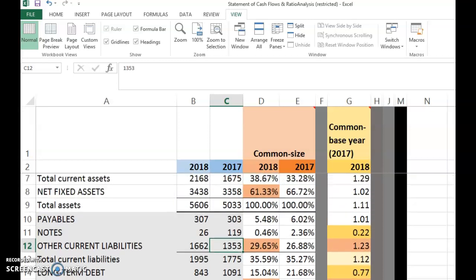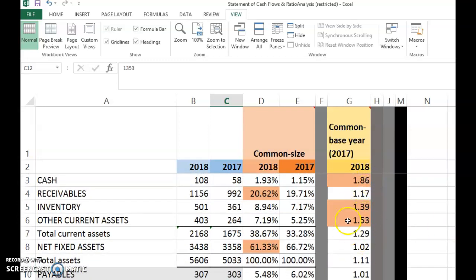Alright, what is the implication of this? One implication is that if the value is higher than 1, then it indicates that the value of the item of concern has increased over the year, or has increased compared to the base year. So for example, these are all greater than 1. Note this, for the assets portion, all of them are greater than 1. And this is also reflected in the total asset value. The total asset value is 1.11.